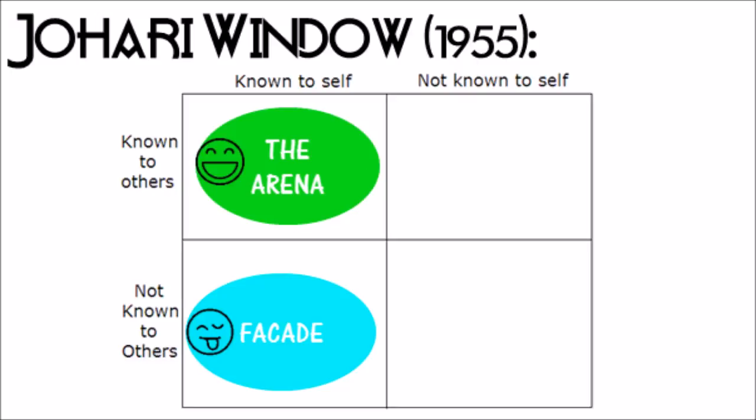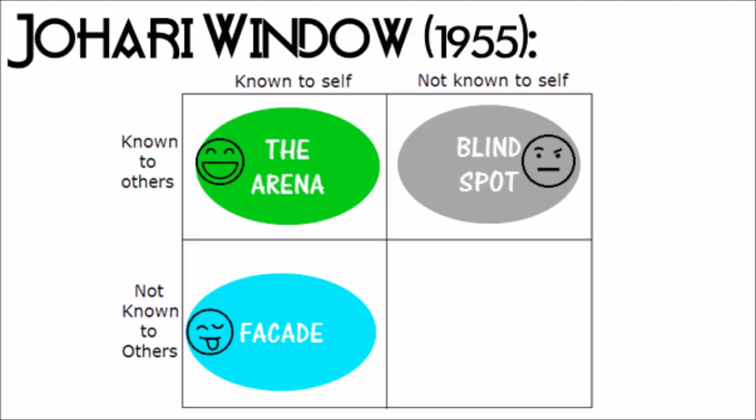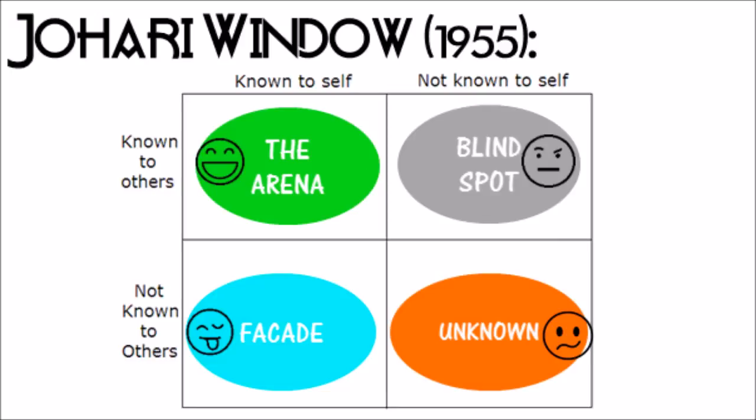The things that are known to you but are not known to other people are called the facade. And sometimes it's given other names, but the idea is that this is the stuff that you have chosen not to disclose to other people. Now, if you don't know about something, but everyone else can see that it's true, that's the blind spot. So it's your blind spot. And then the fourth quadrant is things that you don't know and things that other people don't know. So they're the true unknowns.